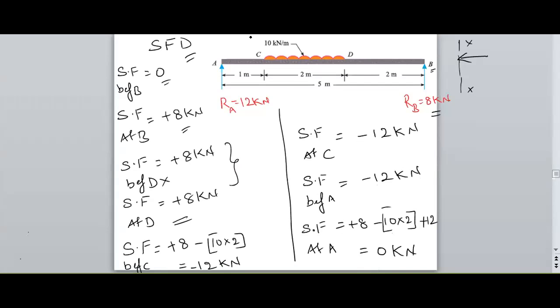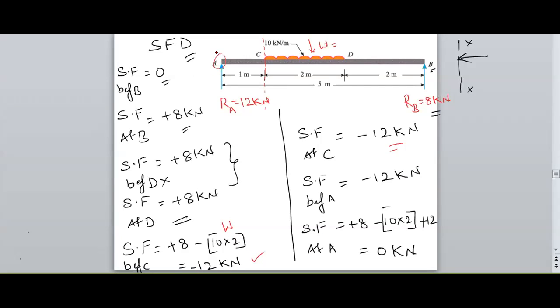Before C, the section is now at this location. So we have two forces, RB and a converted UDL, whose magnitude is W into 2, that is 10 into 2. So I am getting negative 12 kilonewtons. The net is negative 12 kilonewtons. And at C also there is no point load, therefore I will get the same value.